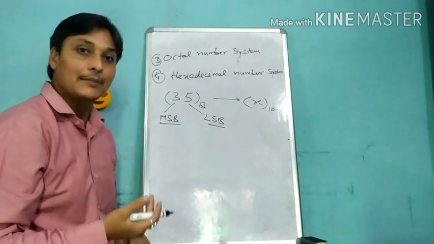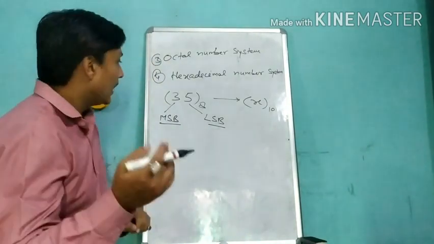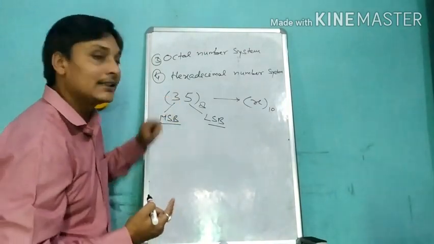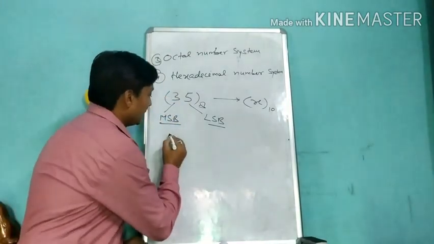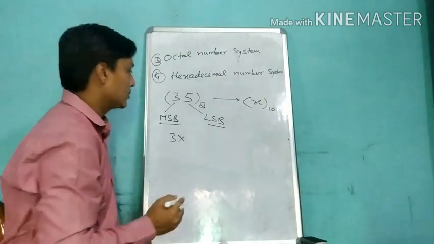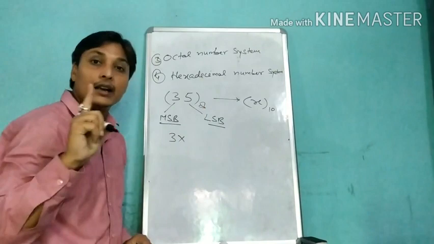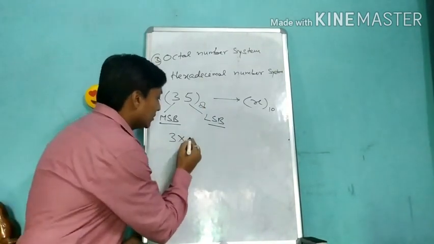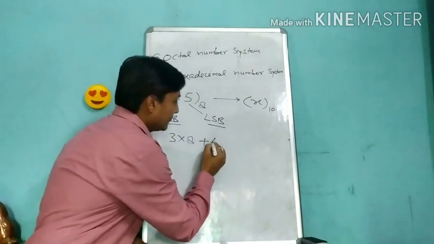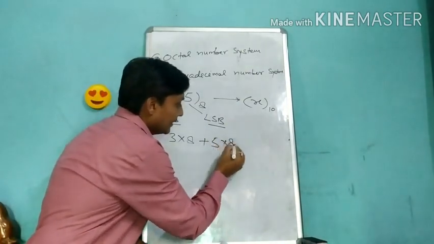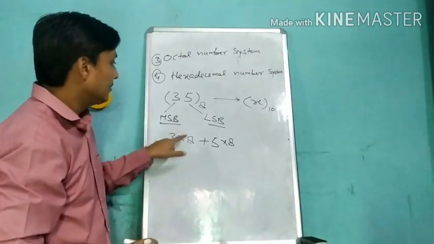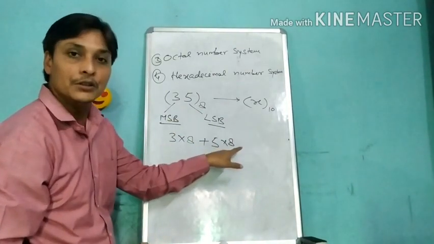Now students, what is the method to convert? We will extract each and every digit from the MSB side. So we take the first 3, multiply it by the base. What is the base of the octal number? 8. So 3 into 8 plus the next digit 5 into 8. Any problem? 3 into 8 plus 5 into 8.